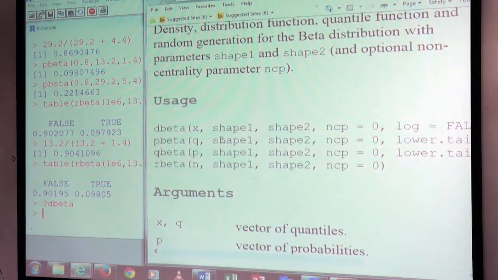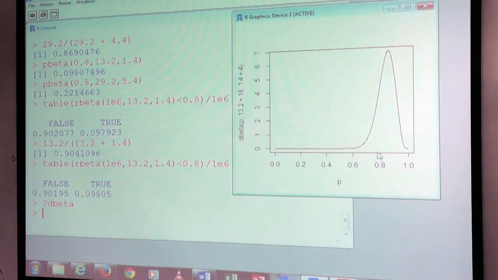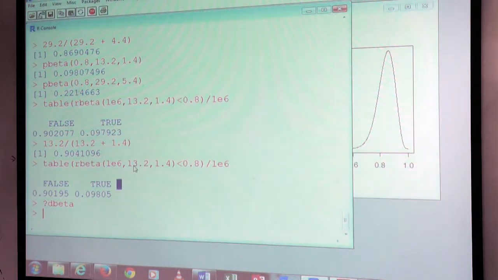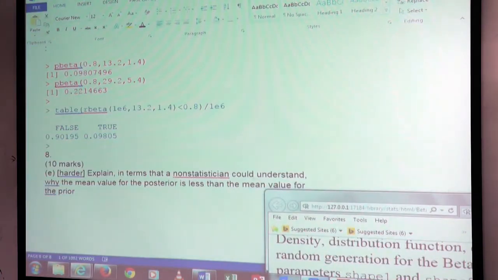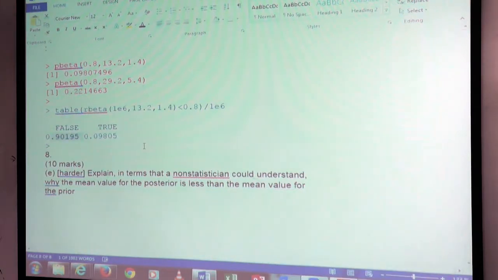Shape 1 and shape 2. You see, the probability is definitely less than a half, isn't it? It looks to be about 10% that it's less. So what am I doing wrong here? You're asking it if it's less, and it's saying it's true. Oh yeah, of course. It's true that percent of the time. All right. Yeah, that's right. I'm just getting myself tangled up.